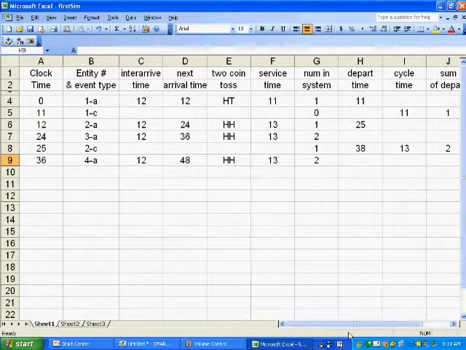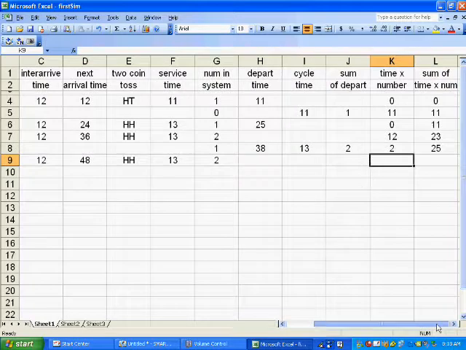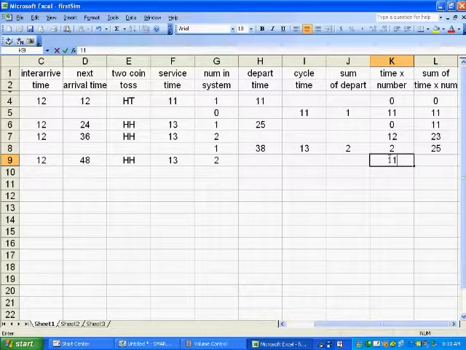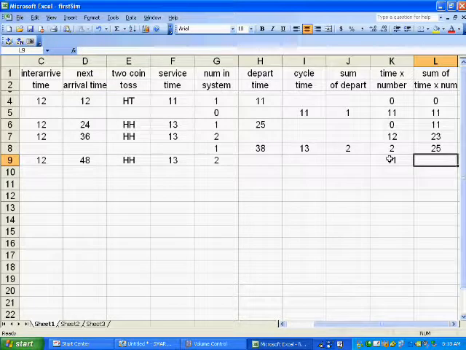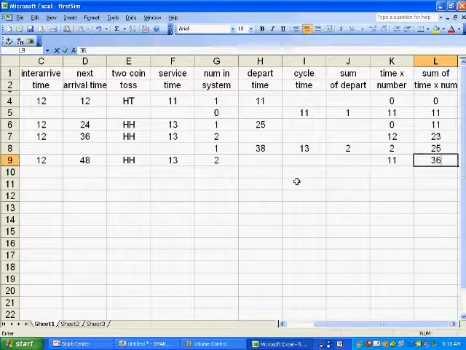Finally, we stopped our simulation at time 36. So that means we had a time interval of 11. 25 plus 11 is 36. 11 times 1 is 11, and our sum of our time is 36.